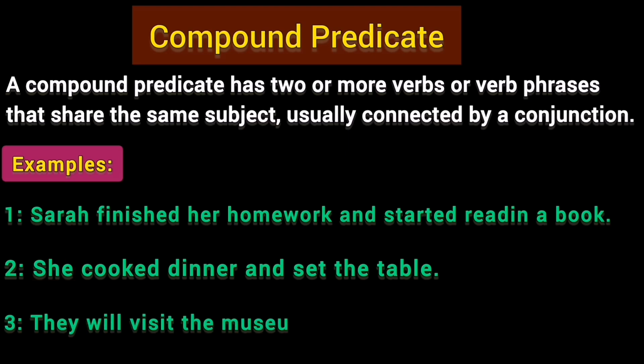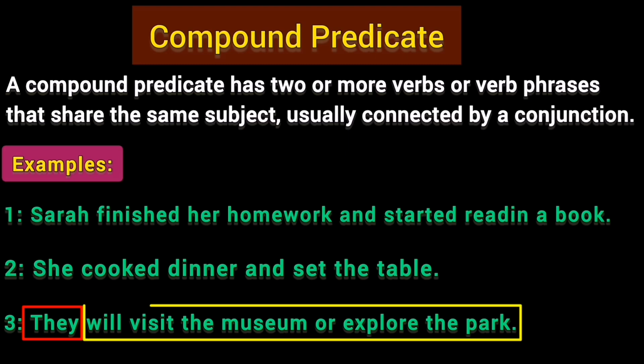They will visit the museum or explore the park. Look at this last example. The pronoun, they, is the subject, and will visit the museum or explore the park, is the compound predicate. The reason is the same, that it describes two potential actions, visit and explore, that the subject performs. And the conjunction, or, connects these actions, showing alternatives, but the subject remains the same, making it a compound predicate.